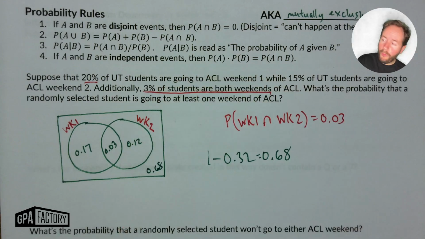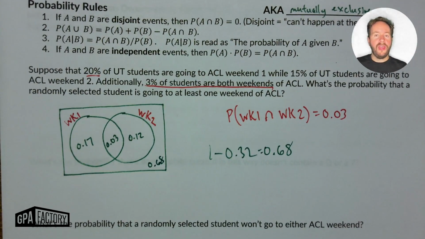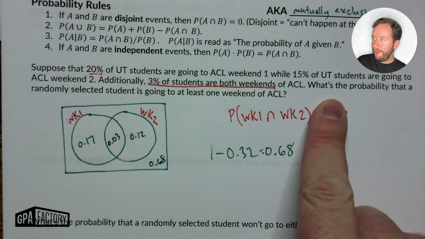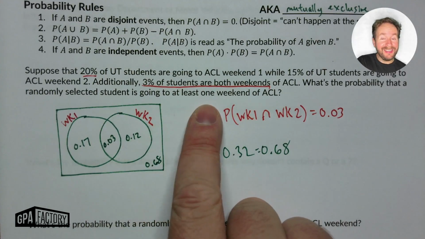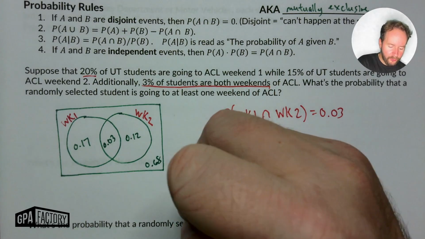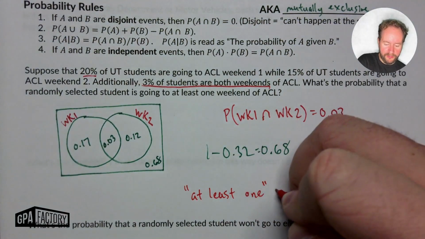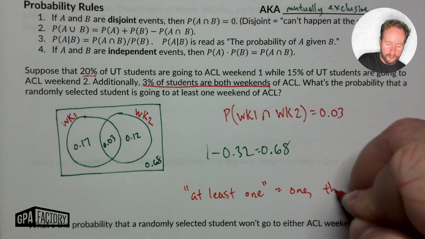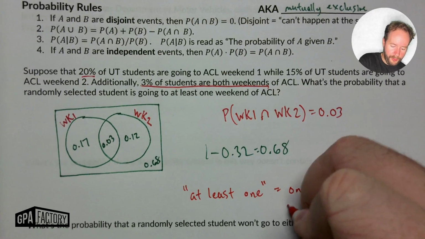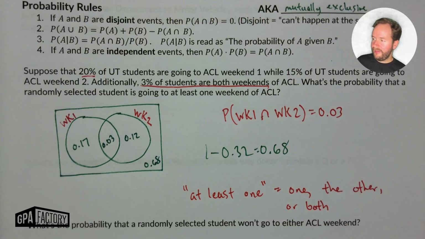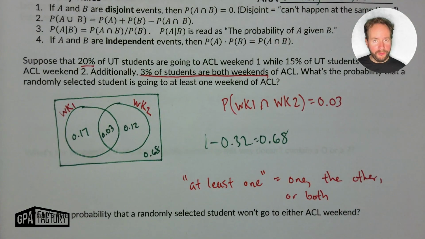And now that we've got our Venn diagram, we can answer every question that ever gets thrown at us, okay? First question says, what's the probability that a randomly selected student is going to at least one weekend of ACL? At least one here means one, the other, or both. When we're talking about Venn diagrams and I see at least one, I want one bubble, the other bubble, or both. So which of the regions in this Venn diagram count as one, the other, or both?